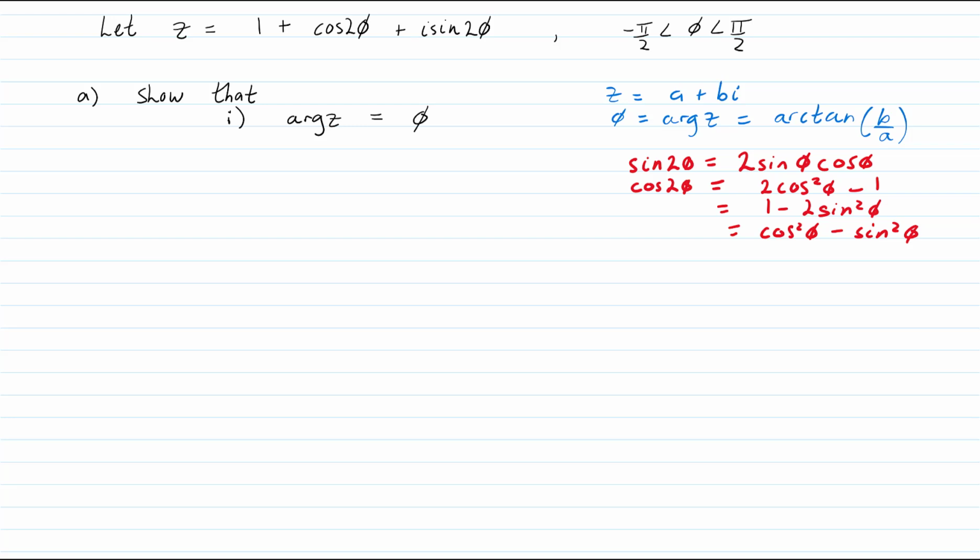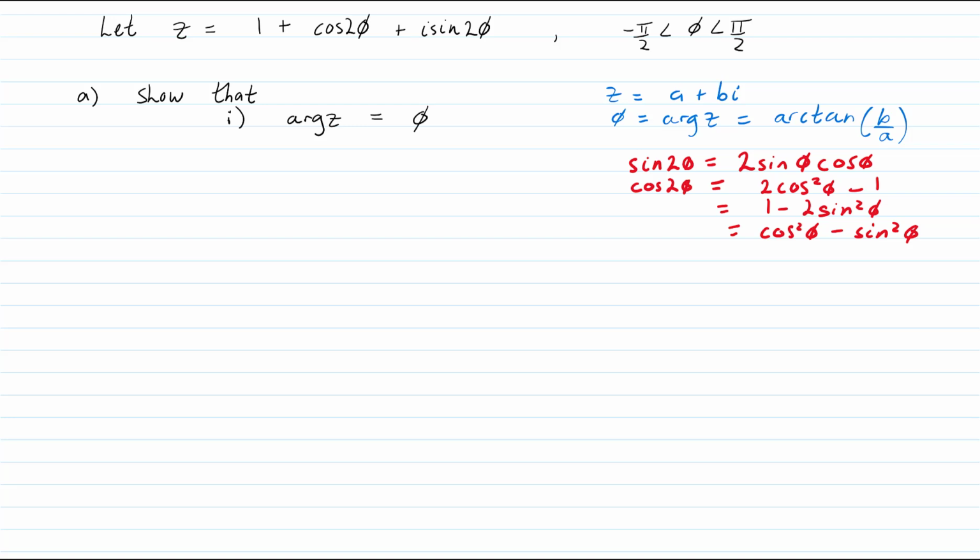Okay, for this question here, we've got this complex number z, which is equal to 1 plus cos 2 theta plus i sine 2 theta, where theta is between negative pi over 2 and pi over 2. And for part 1, we have to show that the arg of z is equal to theta.